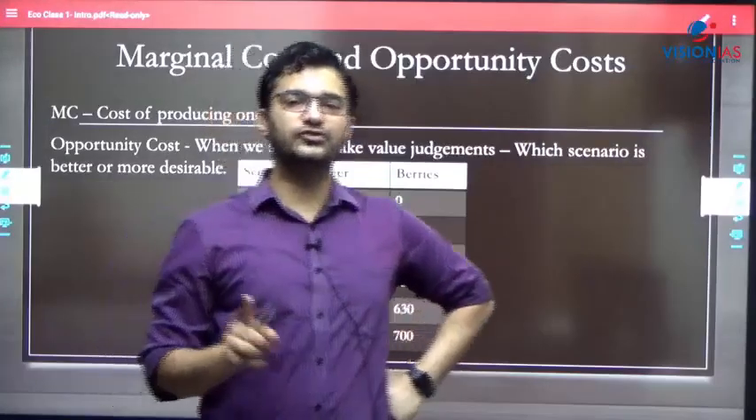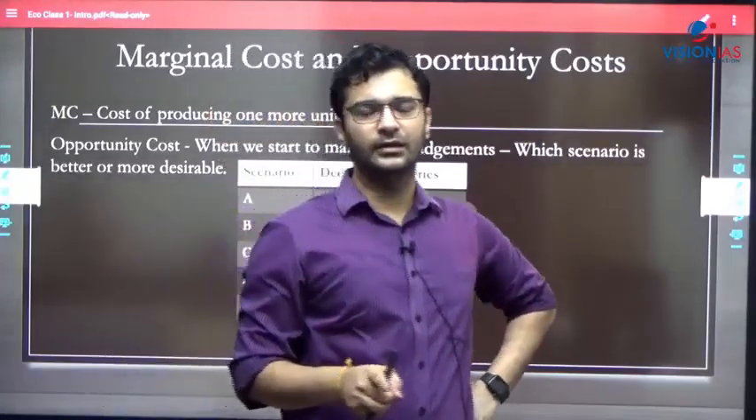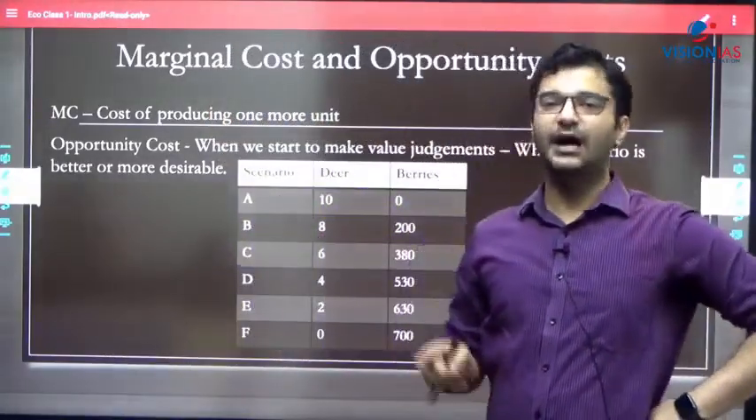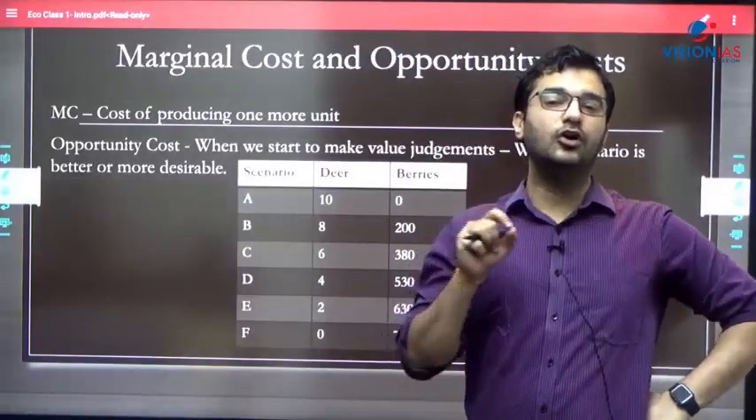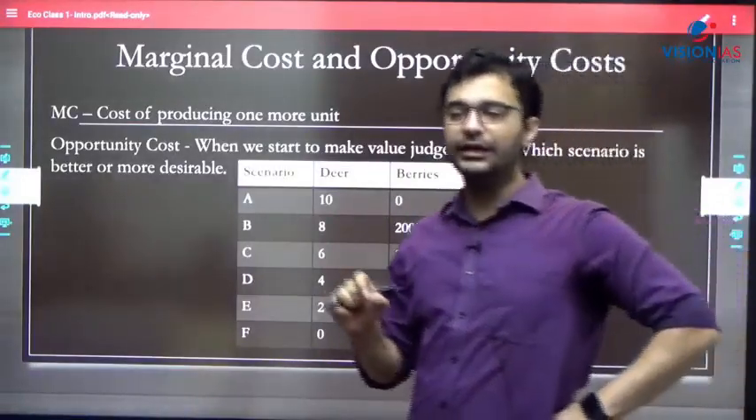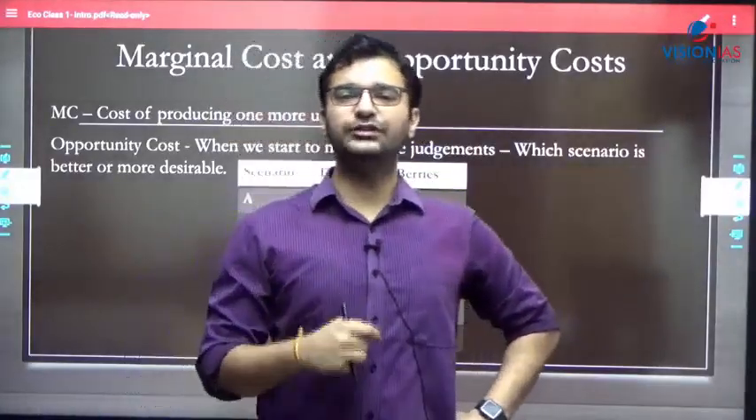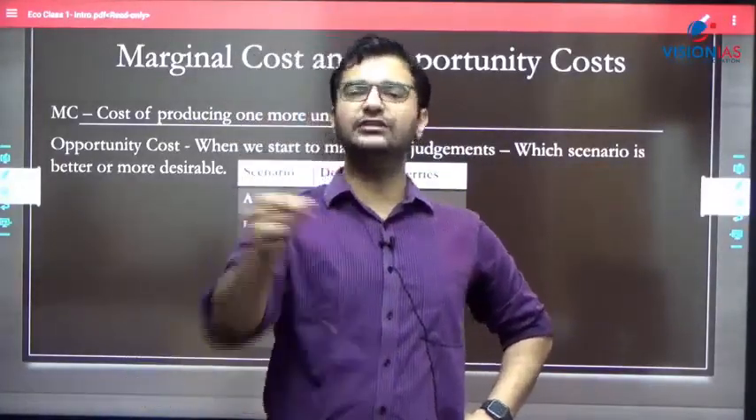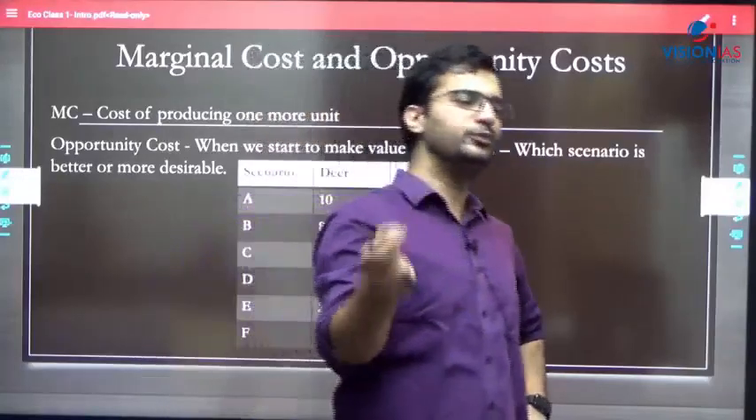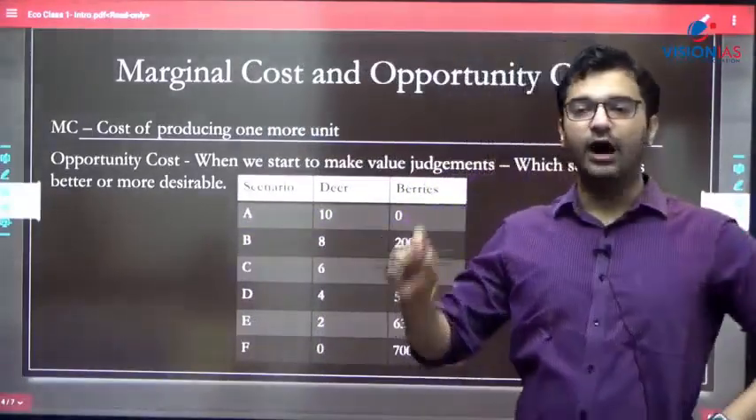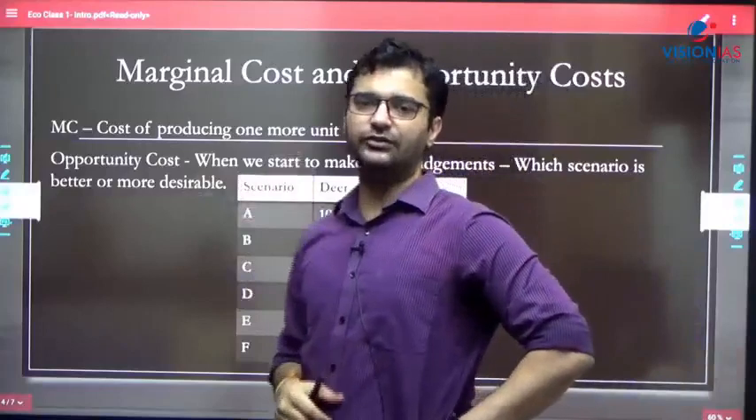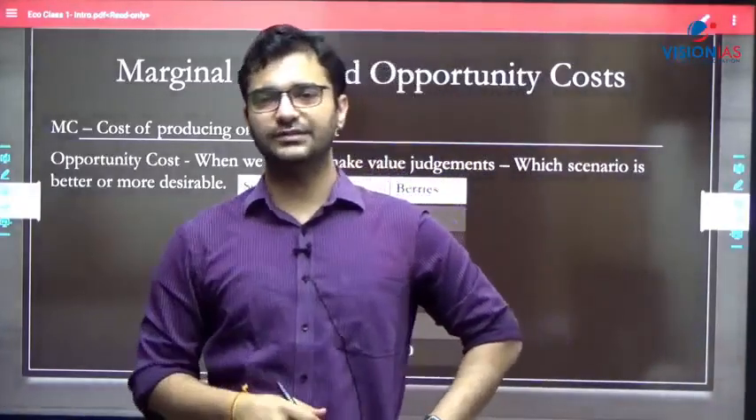Marginal cost, opportunity cost. Marginal cost is the cost incurred in producing one more unit. इसमें क्या नहीं समझ में आया? I have produced 10 units of something. I have to produce the 11th unit. To produce that 11th unit, how much money do you require? That is what marginal cost is.